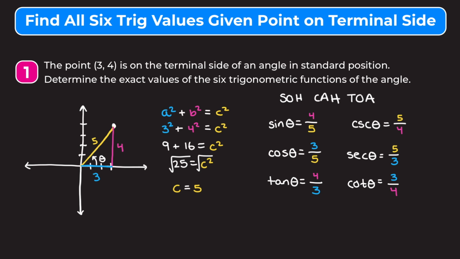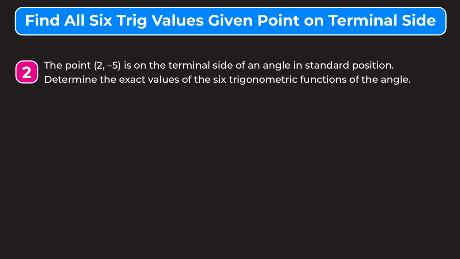Let's go through 2 more examples. So this next example is similar. We have the point 2, -5 on the terminal side of our angle, and we want to find all 6 trig values. So we're going to start by sketching this point. So we have 2, comma negative 5 this time.